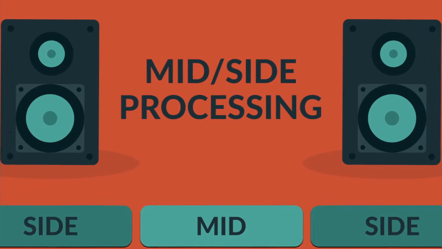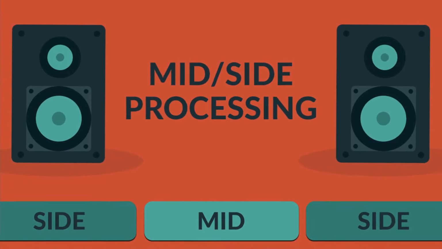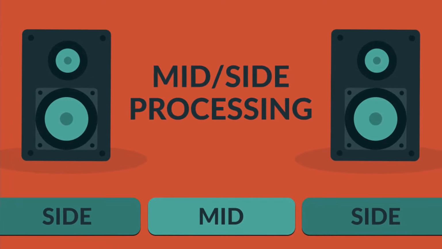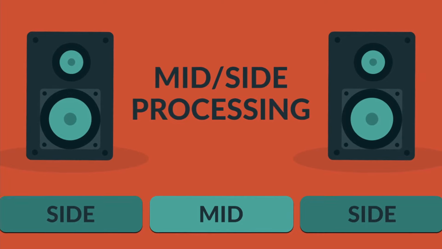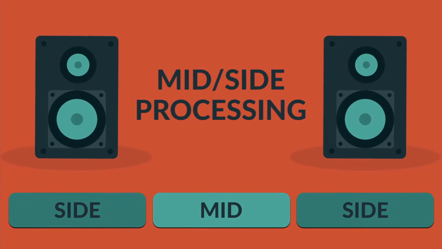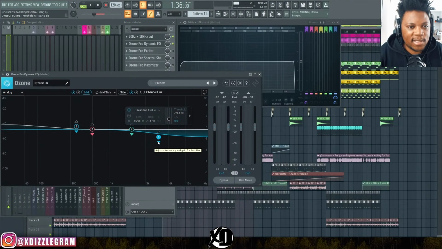So basically what mid-side processing is doing, if you want to know, is just allowing the middle of the stereo field to have a different character than the sides of the stereo field, just to kind of space things out and make sure that the listening experience is nice to the track. That's basically what this is doing.